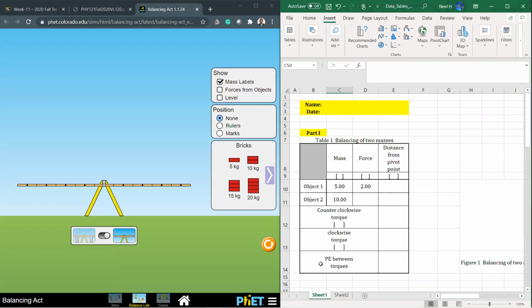So case 1: we'll try balancing 2 masses on this meter ruler. Now you can click on forces from the object, that icon from the top right hand side, and click on the level. Then you can see two green arrows appear exactly along with the meter ruler. So I can use those green arrows to figure out whether the meter ruler is level or not. And also you can click on the ruler here. Then you can see the numbers.